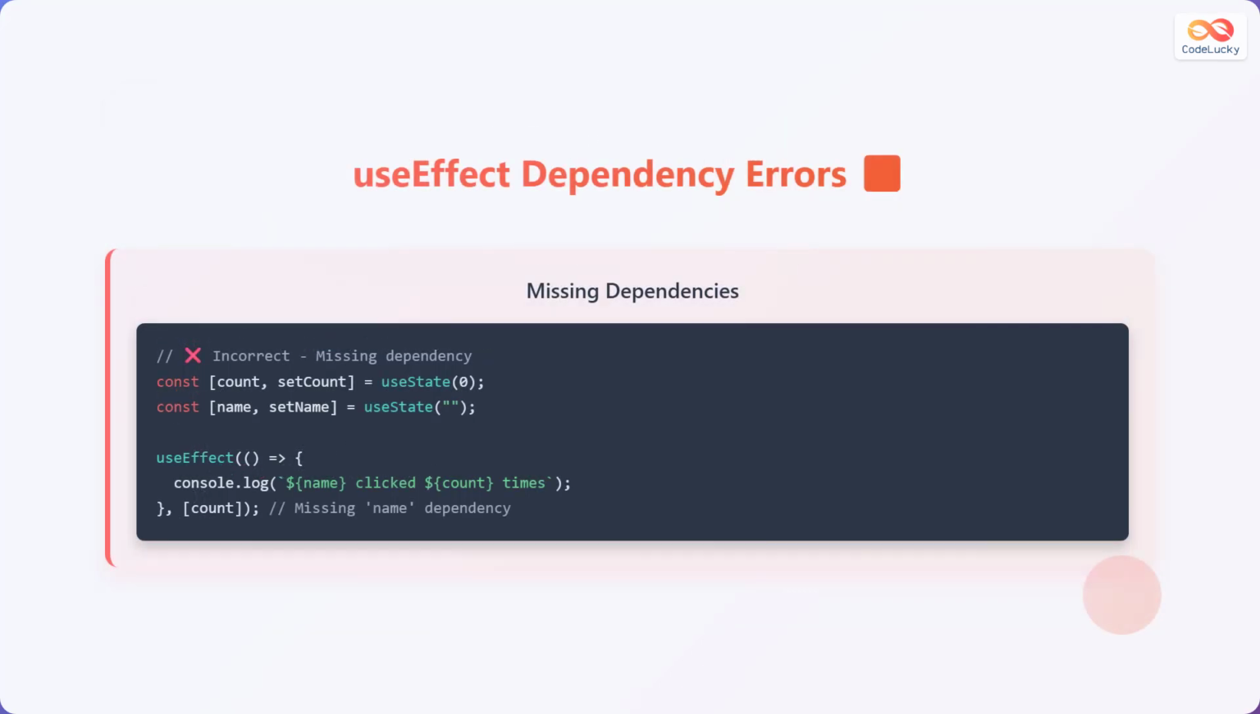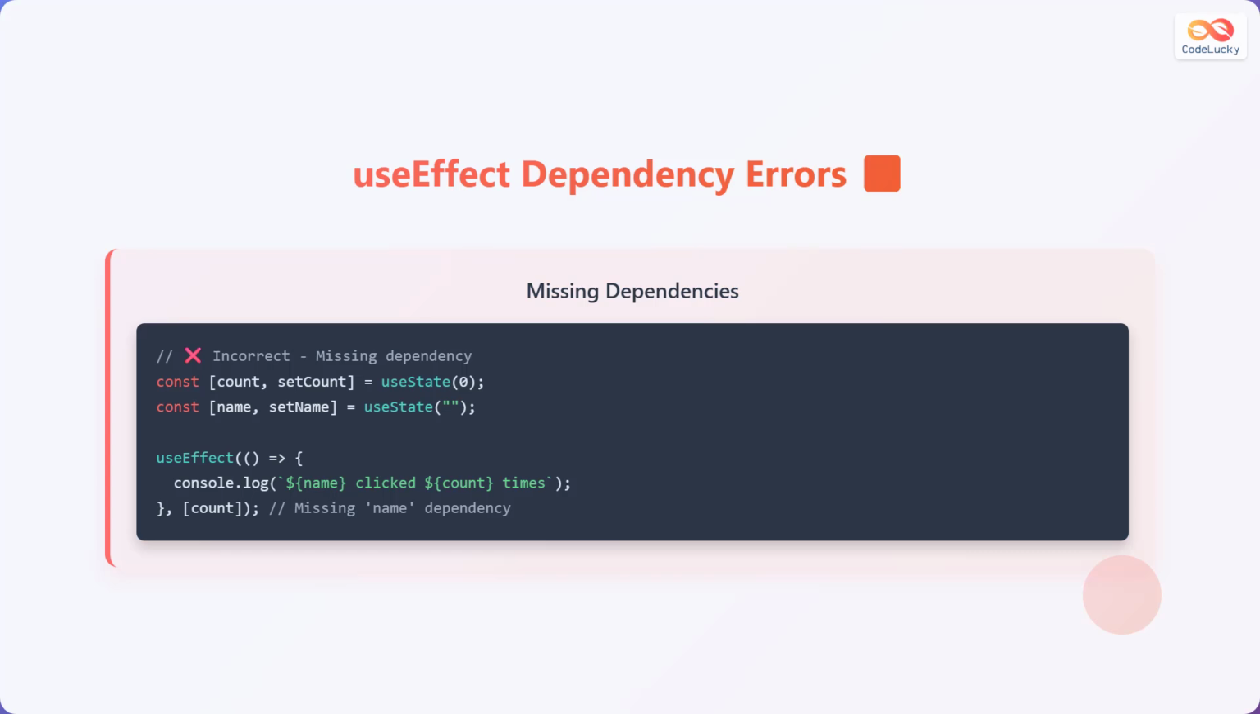The useEffect hook in React allows you to perform side effects in your components, such as fetching data or manipulating the DOM. When using useEffect, it's crucial to specify the correct dependencies in the dependency array. Missing dependencies can lead to stale closures and unexpected behavior.